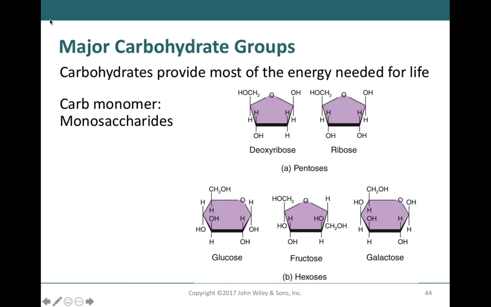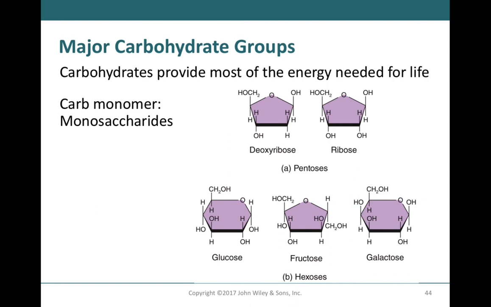So we're going to start here with carbohydrates. As I mentioned earlier, carbohydrates provide much of the energy that we use throughout our daily lives. And when we get to chapter 25, we're actually going to learn how carbohydrates can turn into energy within our bodies.